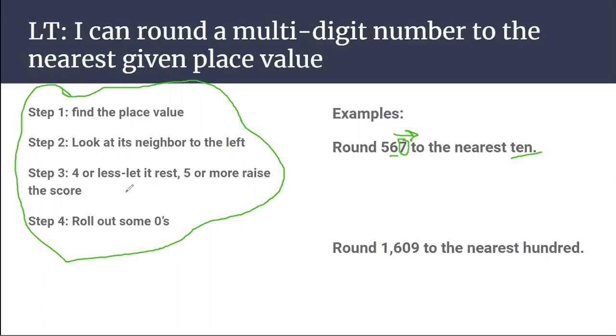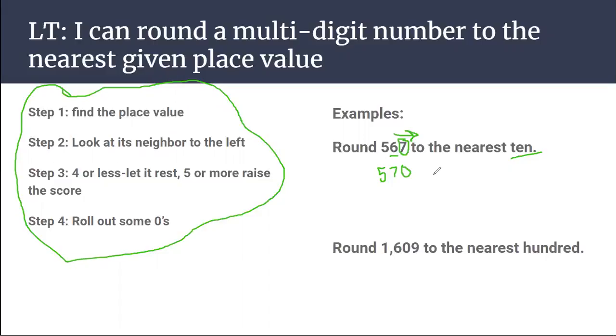Now I need to decide, is it 4 or less, or is it 5 or more? 5, 6, 7, so it's 5 or more, okay? So that means I need to raise the score, meaning I need to raise what's in the tens place up 1, okay? So instead of having a 6, I'm actually going to have a 7 because 6 plus 1 is 7, okay? My 5 stays the same because it comes before my tens place. And then my step 4, roll out some zeros. So everything after my tens place becomes a 0. The digit switches to a 0.